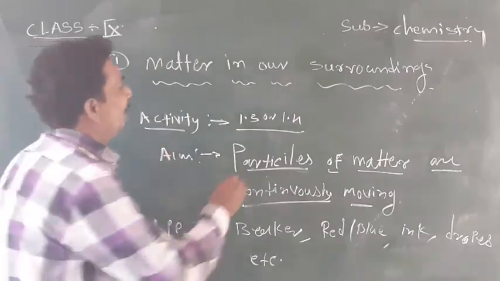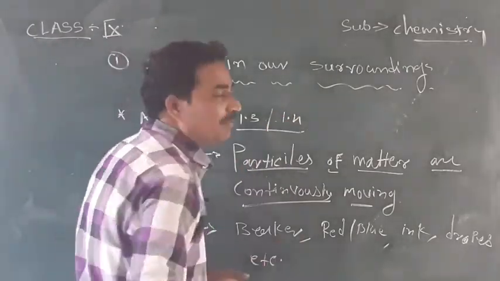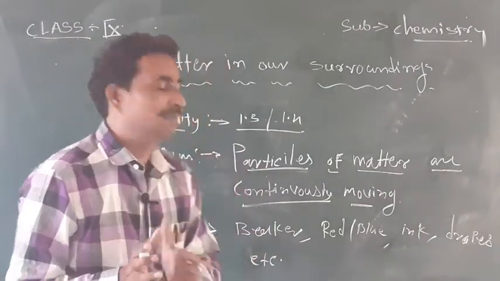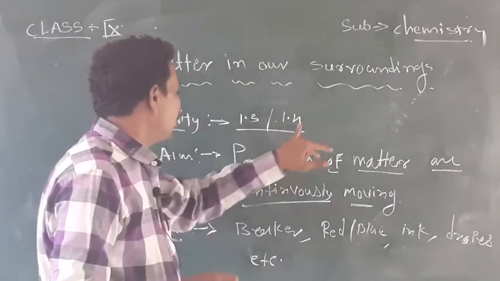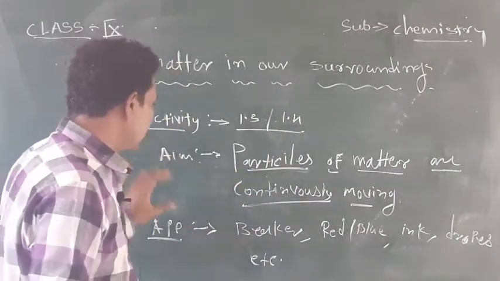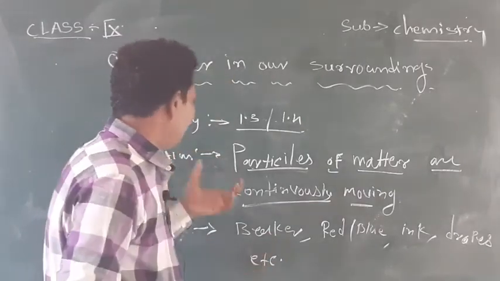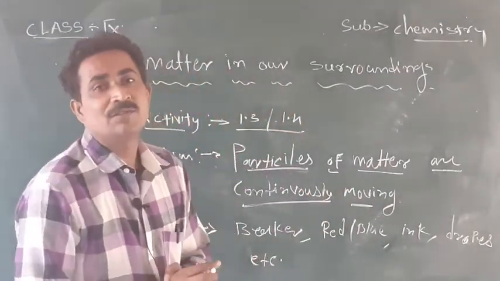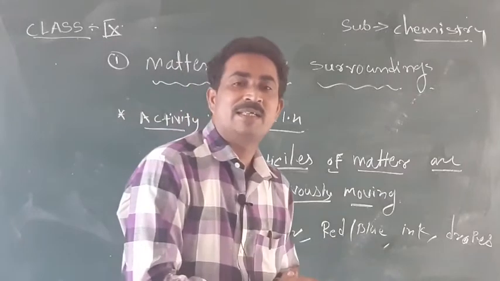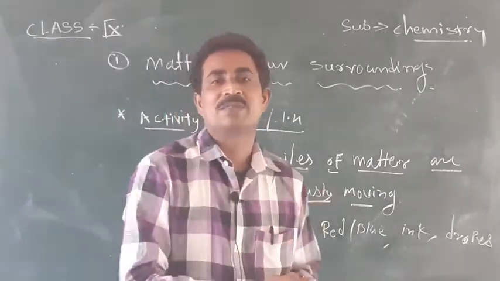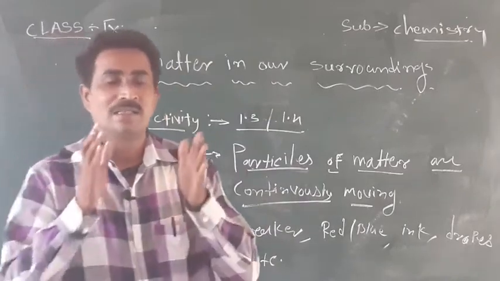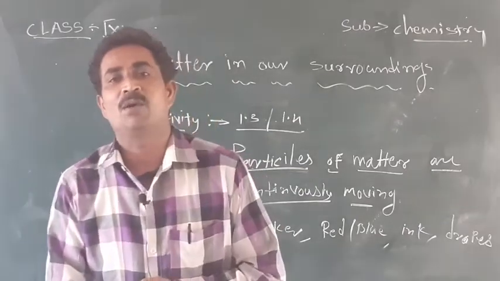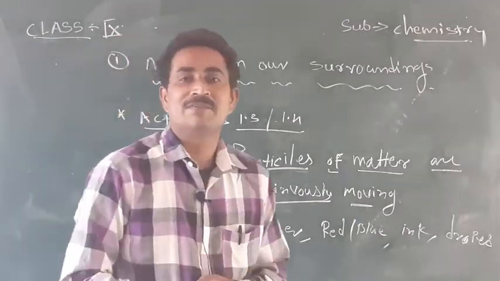So activity number 3.4, otherwise activity number 1.4, both mean the same, and the conclusions are also the same. That is the activity number 1.4 we are taking. What is the aim of this activity? Particles of matter are continuously moving. Moving means from one place to another place. We say persons who are going or traveling move. But in chemistry, for a particular substance or chemical, how does it move? We want to identify that in this activity.